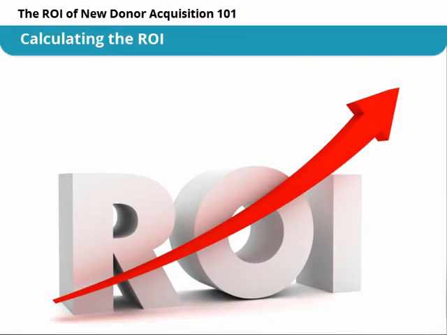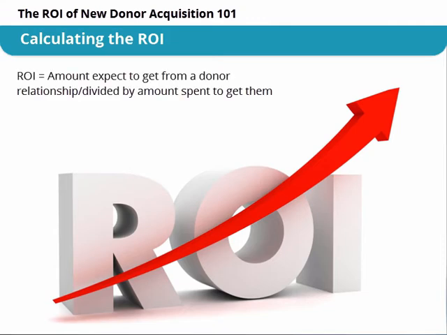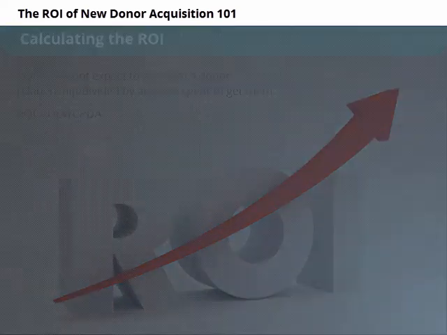Now you have what you need to calculate the ROI of your efforts to acquire new donors. ROI isn't complicated. It's nothing more than dividing the amount you expect to get from a donor by the amount you spent to get them to give. To get your return on investment, take your donor lifetime value and divide it by your cost per donor acquisition. As a formula, it looks like this: DLV divided by CPDA equals ROI.